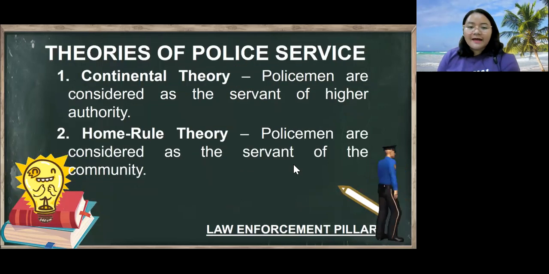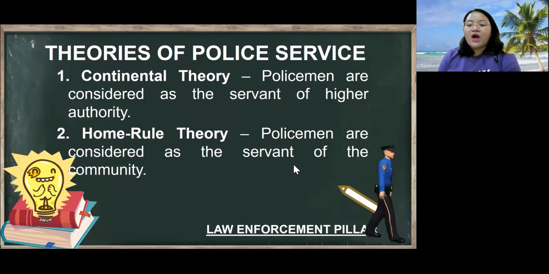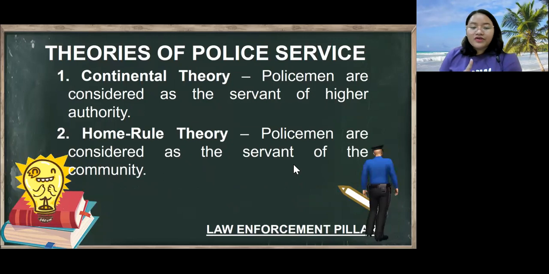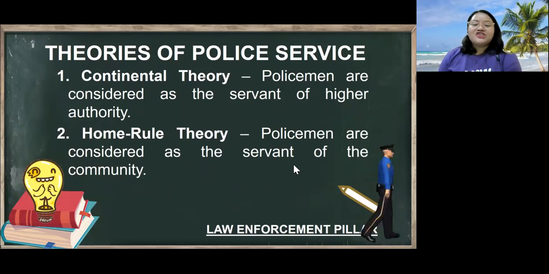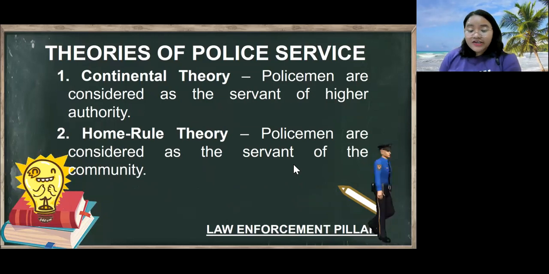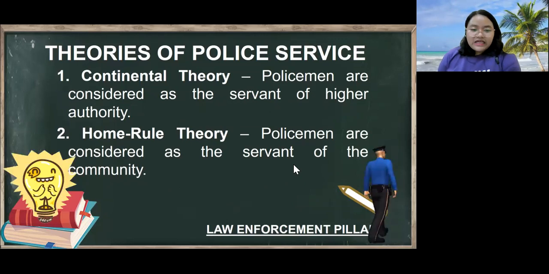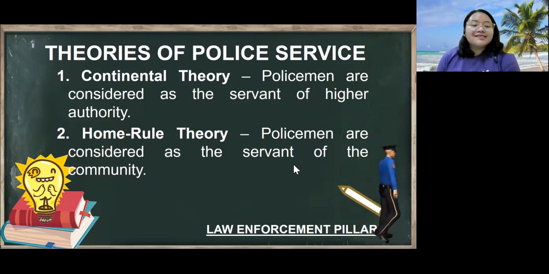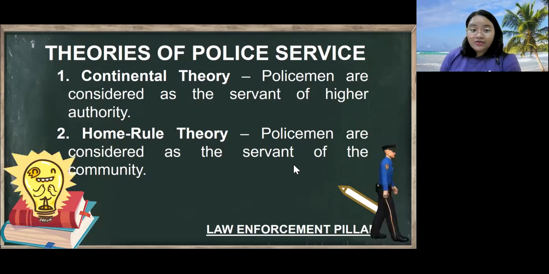Aside from the concept of police service, we also have what we call theories of police service. There are two theories: Continental Theory and the Home Rule Theory. So, Continental Theory explains that policemen are considered as the servant of the higher authority. Okay, so take note of the words: considered as the servant of higher authority.